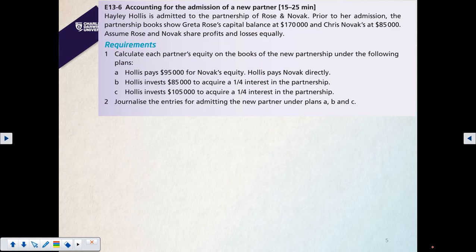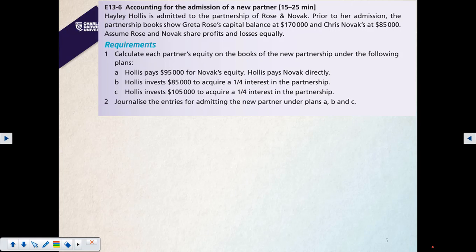So a new partner is coming, okay? A new partner is coming. That is, Holly is admitted to the partnership of Rose and Novak. Prior to her admission, the two partners' combined capital balance is $170,000. Chris Novak has a capital balance of $85,000. Now, assume Rose and Novak share profit equally.